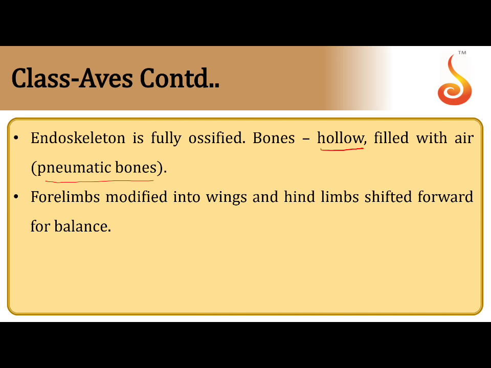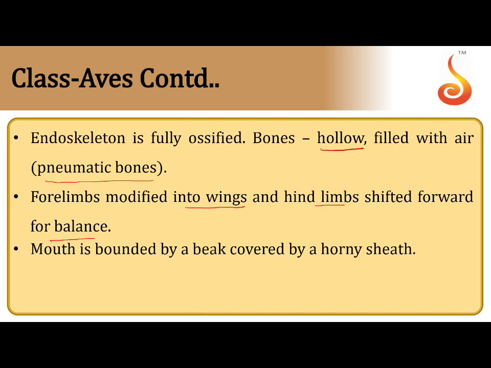Forelimbs are modified to form wings. Hind limbs are shifted forward for the body to balance while they sit or walk. The mouth is bounded by a beak covered by a horny sheath. It is very important for these birds to have a hard beak so that they can break open a seed or catch an insect very easily.